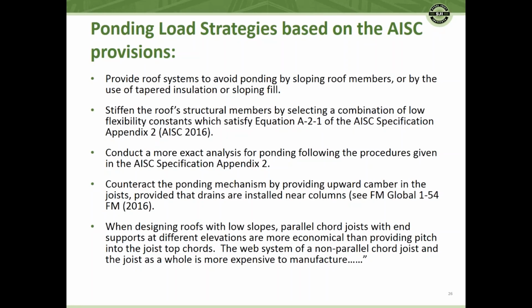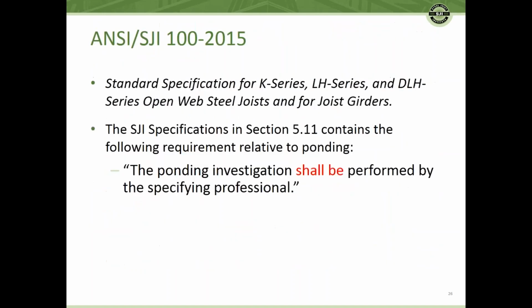The last bullet point here: when designing roofs for low slopes, and low slopes I think mean like a 1/4 on 12 typically, parallel joists with end supports at different elevations are more economical in providing pitch into the top chords. So I would slope the member rather than making a joist with a pitch in it. SJI simply says that ponding investigation shall be performed by the specifying professional.